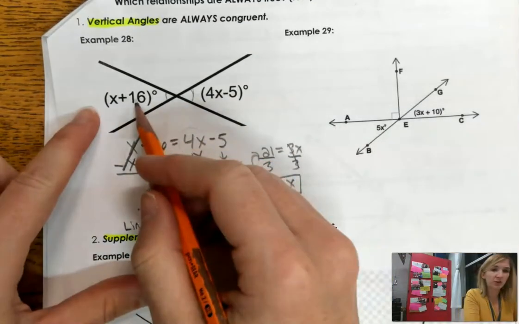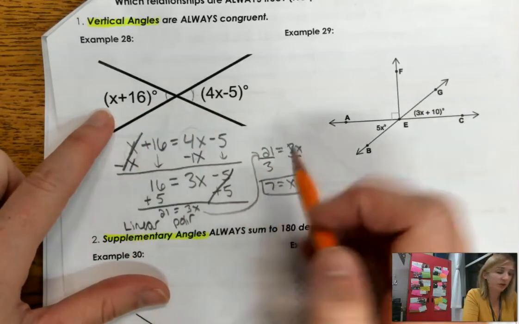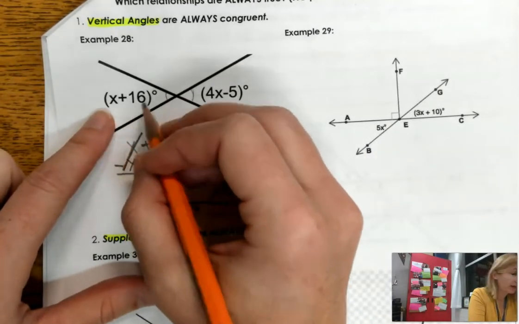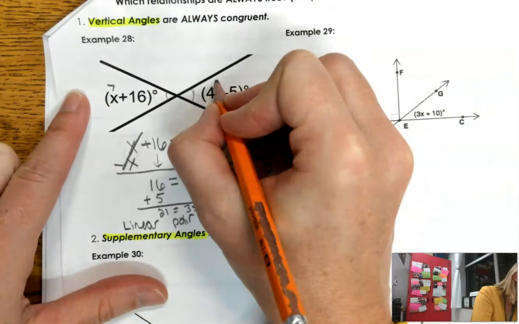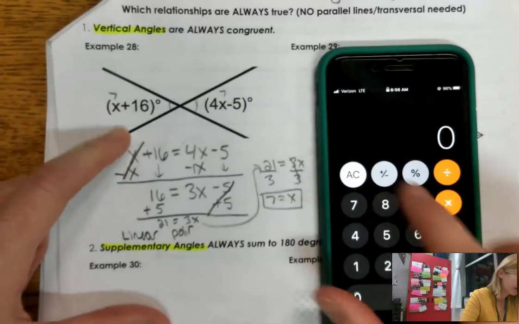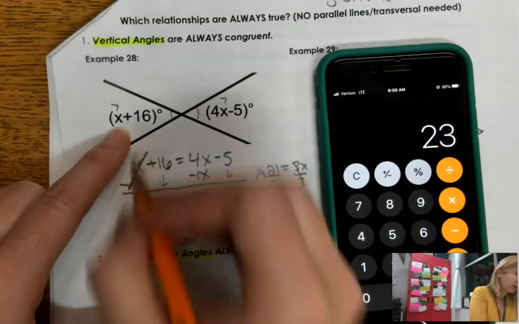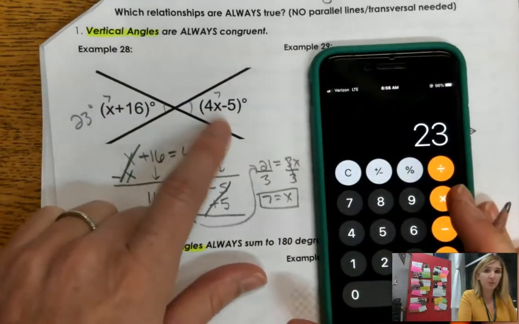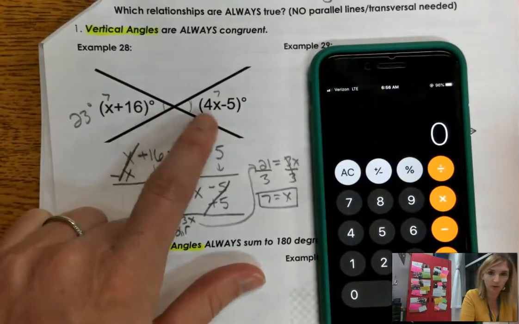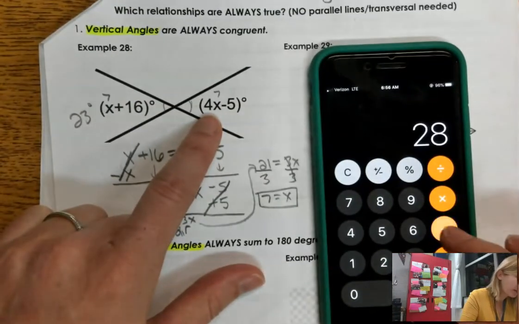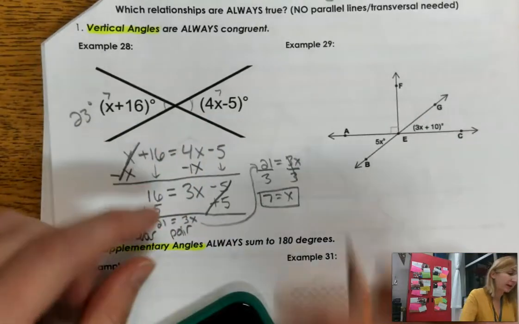All right, so what if I asked you for the degree measurement here? X is equal to 7, right? So is this 7 degrees? No. I need to plug 7 in for x in both of these situations and see what I get. So over here, 7 plus 16 is going to give me 23. So this would be 23 degrees. If I plug in x here, I should also get 23 because vertical angles are congruent. So 4 times 7 gives me 28. 28 minus 5 gives me 23.